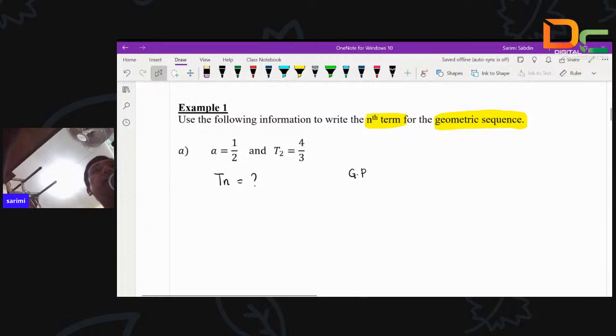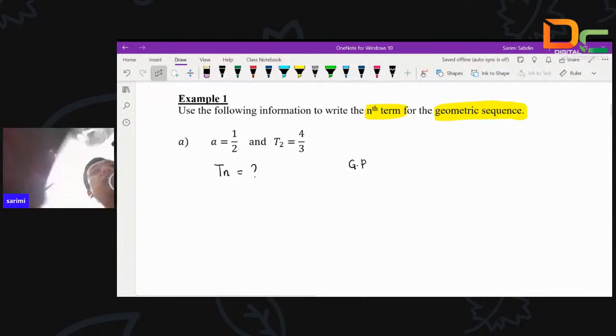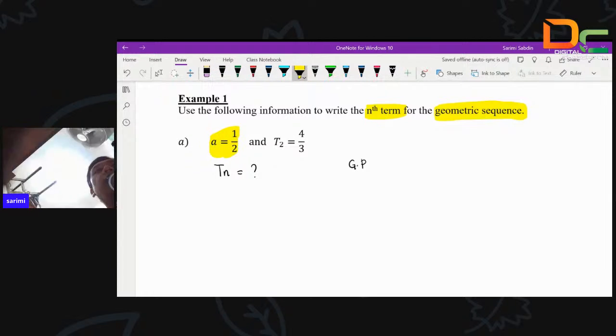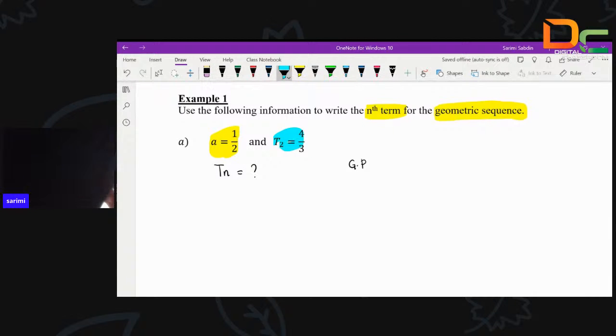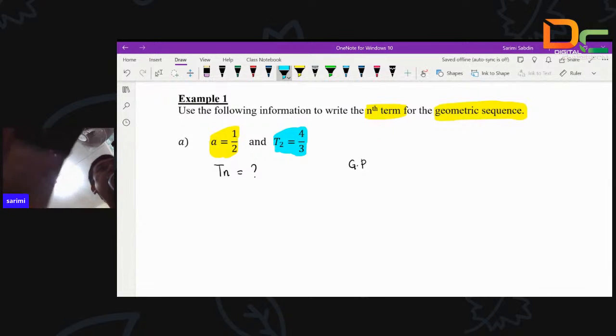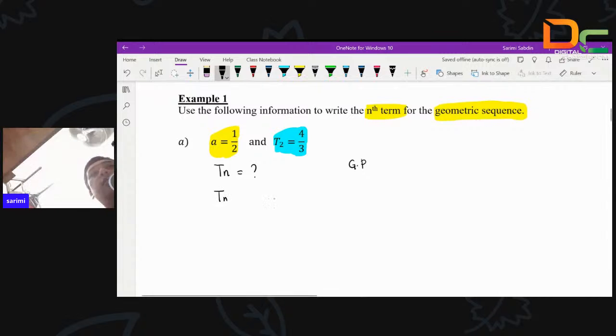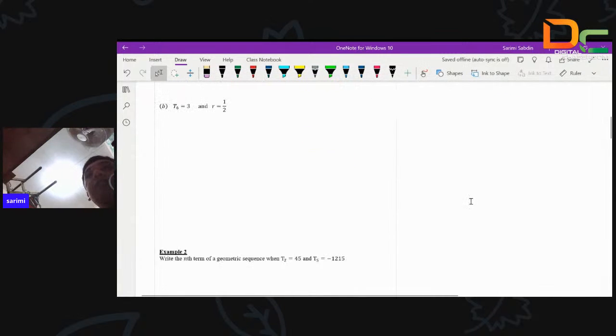So we know what we want to find. We want to find Tn, and then we need to list down all the information that we have. Here the information given is the value of A, which is the first term, and the value of the second term, T2. So to find Tn in general, kita ambil formula tadi.